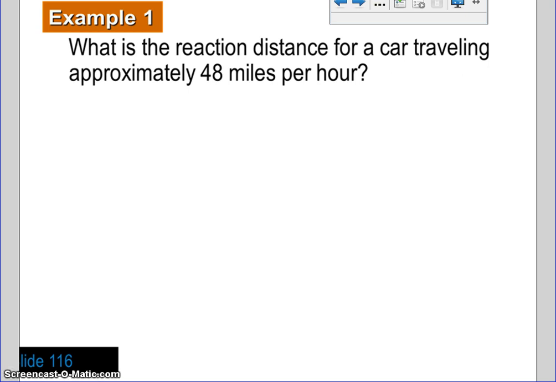So let's look at the first example here. Hopefully you've already gone through all the vocabulary, and we'll re-emphasize that as we're going through the lesson. It says, what is the reaction distance for a car traveling approximately 48 miles per hour? Now, when we're talking reaction distance, you should know that research has determined that it's approximately 0.75 to 1.5 seconds for somebody to react.